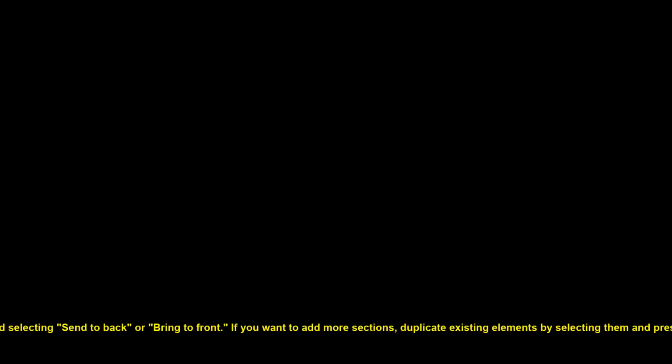If you want to add more sections, duplicate existing elements. To adjust the colors, click on any element and choose a color from the palette. Ensure that the color scheme is consistent throughout your infographic.